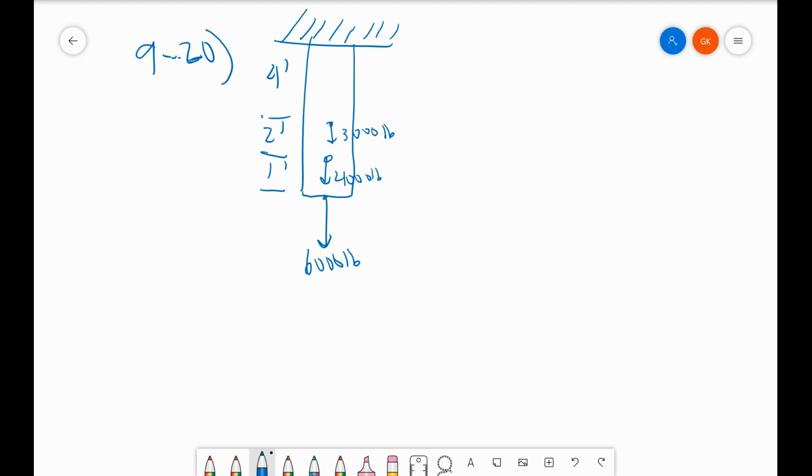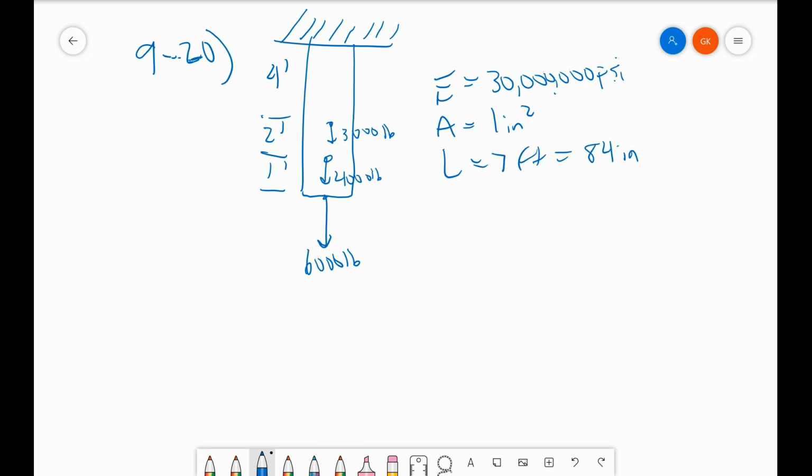Now, it's asking us to find the total elongation of the bar. And it says that E is equal to 30 million psi, which makes sense for steel. Area is equal to 1 inch squared, and the length of the bar was equal to 7 feet, which I want to translate to inches, which would be 84 inches.